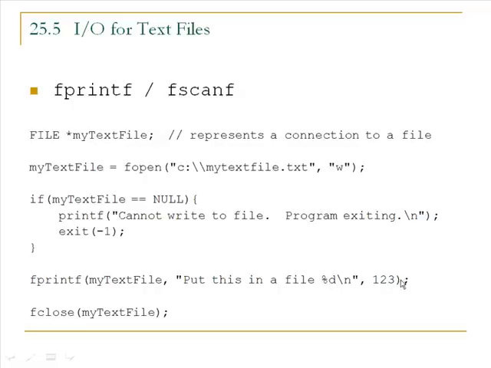So you're used to this in a printf, and the only difference with an fprintf is that you specify the file that you're going to write in, as opposed to the printf, which just dumps things out onto the console. Then we'll close the file. So printf and scanf have corresponding fprintf and fscanf functions that work pretty much the same way.